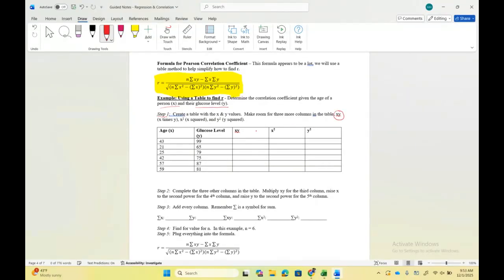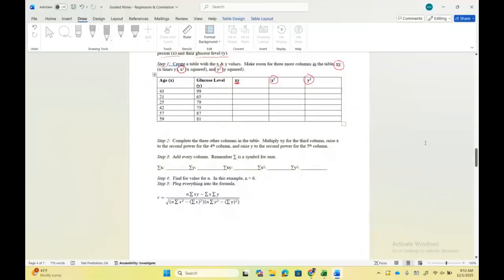We're going to multiply X times Y, which goes here. We're going to square X, which goes here, and we're going to square Y, which goes here. This is tedious, kind of like when we first learned how to find the standard deviation. So take your time with it, use that calculator. I'm going to fill out my table here.